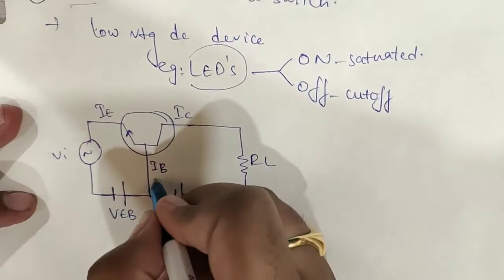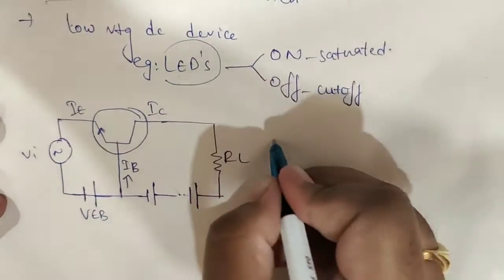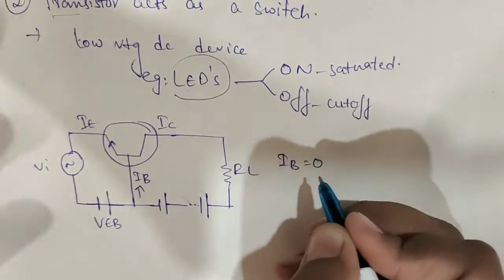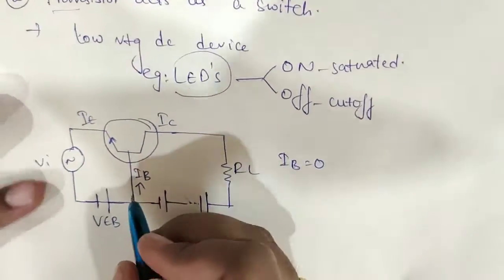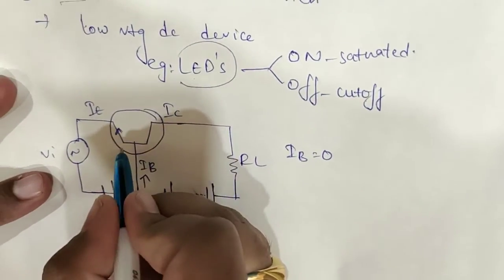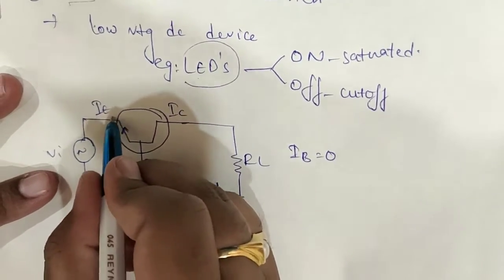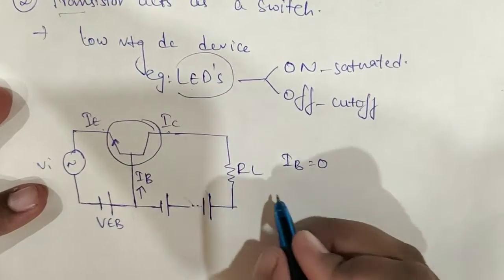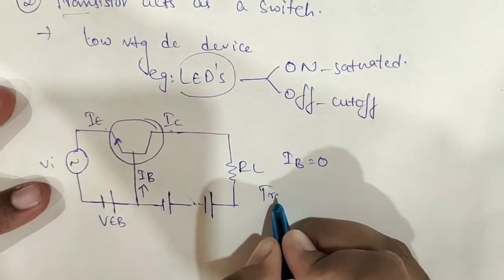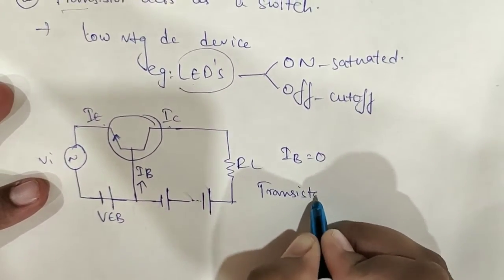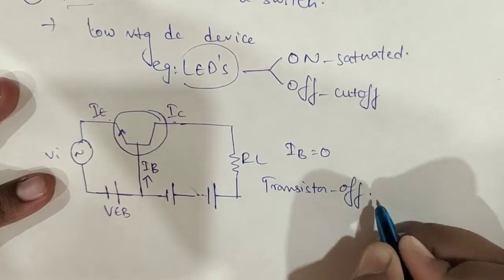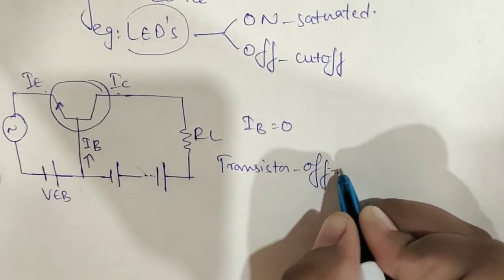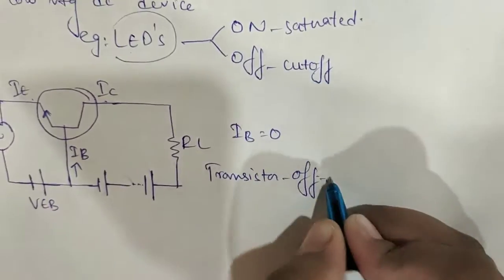Suppose you assume that there is no base current, that is IB equals 0. I am just explaining the functionality. If the base current is 0, then you can easily say that there will be no current flow across the emitter and collector. Then this transistor completely goes into the off state. The transistor will be in the off state.